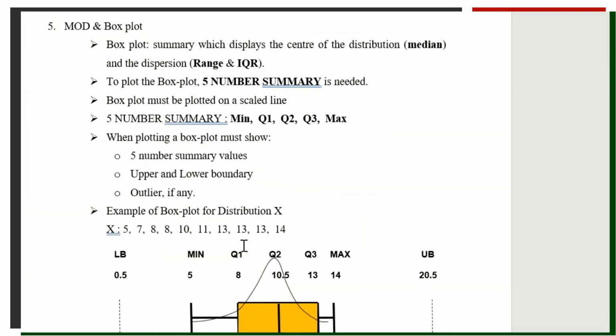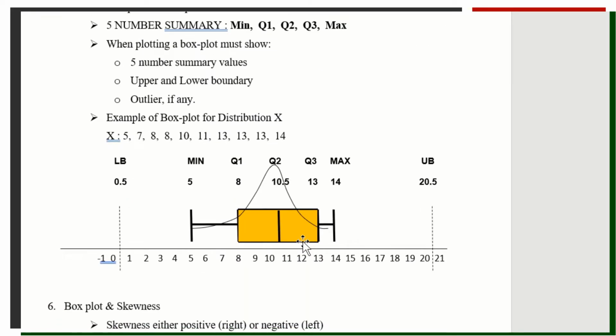Okay, moving on. MOD and box plot. This is nothing new to you. You have done this before. We're going to do the same thing all over again. 5-number summary, which is your minimum, Q1, Q2, Q3 and maximum. You are going to draw the box plot. When you draw a box plot, you must have a scale. Understand? Then you will label it with your minimum, Q1, Q2, Q3, maximum.